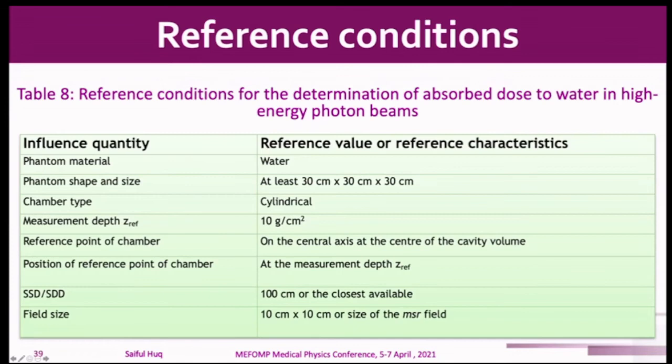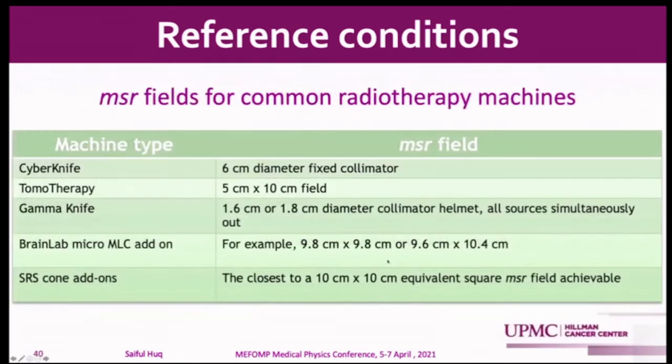For example, if you have a CyberKnife, and the next slide actually shows some of the MSR fields for different radiotherapy machines. For a CyberKnife, your MSR field is a 6 cm diameter fixed collimator. For a tomotherapy, 5 cm by 10 cm. Gamma Knife, it can be 16 millimeter or 18 millimeter, and so on.